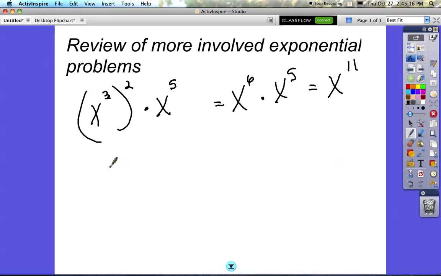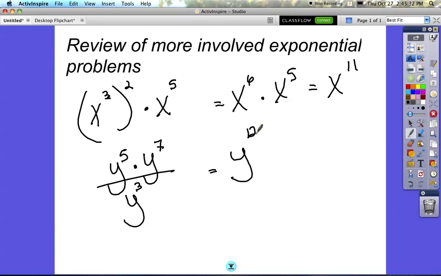Okay, let's try this one. In order of operation, please excuse my dear, you would multiply first. So when you multiply like bases, you add exponents. And then when you divide like bases, you subtract exponents.